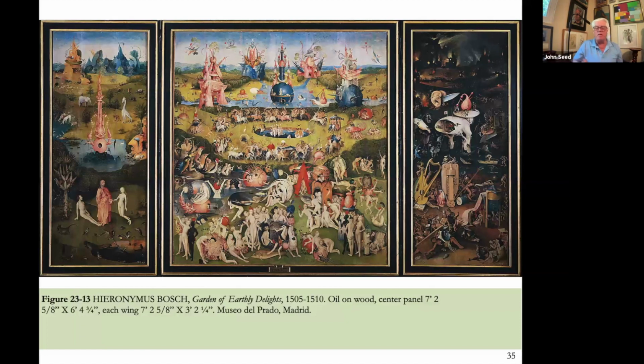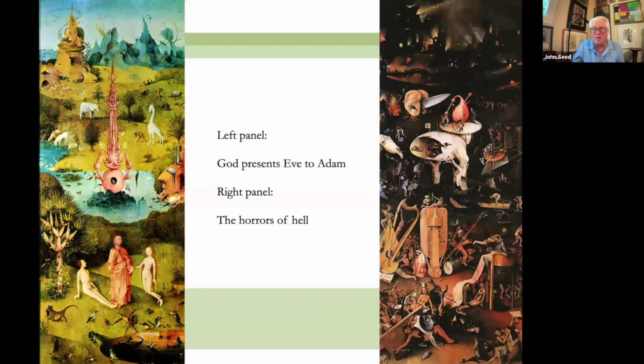And the imagery of the three panels starts with a vision of paradise on the left. And don't worry, I have some details for you. Paradise on the left, the garden itself in the center, and then the vision of the Last Judgment and hell on the right. So let's go in for some details, because details are where the delight really is. On the left panel, God is presenting Eve to Adam. And when I say God, God is manifested by Christ. And on the right, you can begin to see some of the imagery of hell that seems so strange and so dreamlike.